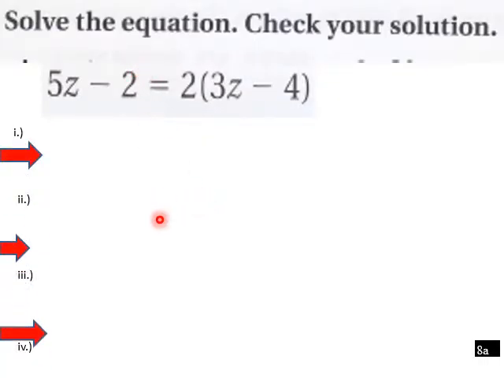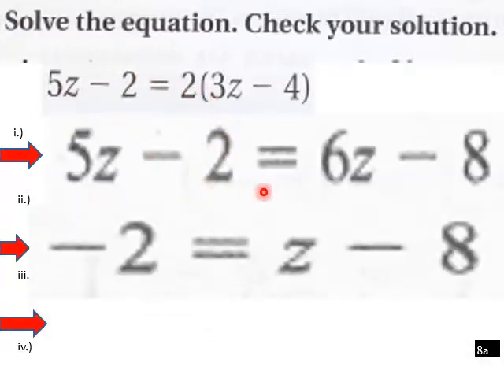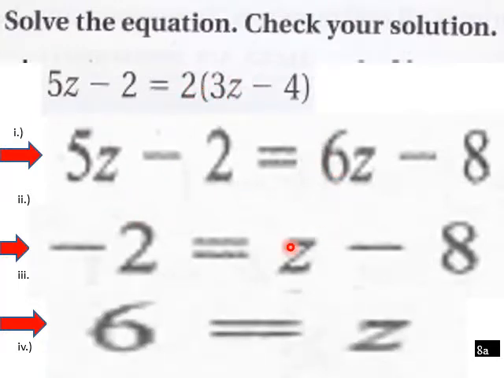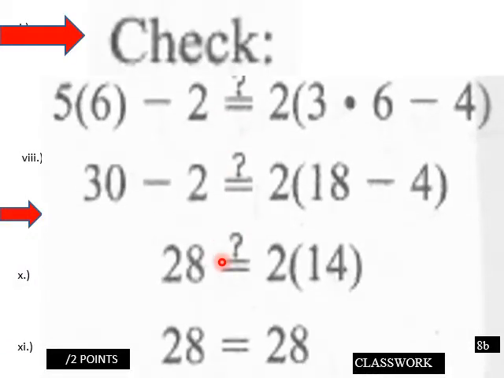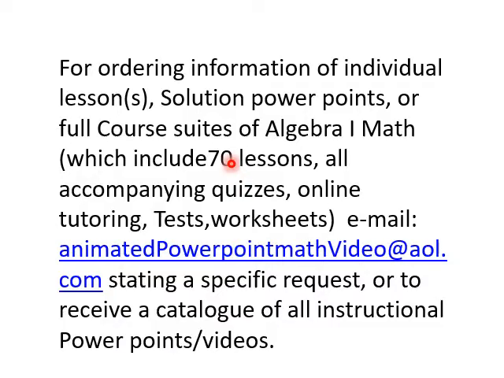Okay, here's the original. So first what we're going to do is multiply through the parentheses. We get 60 minus 8 when we distribute our multiplication of the 2. And then we're going to move our 5z over here. We're going to subtract 5z from both sides. Then we have negative 2 equals z minus 8. And then we're going to add 8 to both sides, and we get z equals 6. And then here's our check, and it checks out. So that method will definitely work, and that is 2.5 Algebra 1.